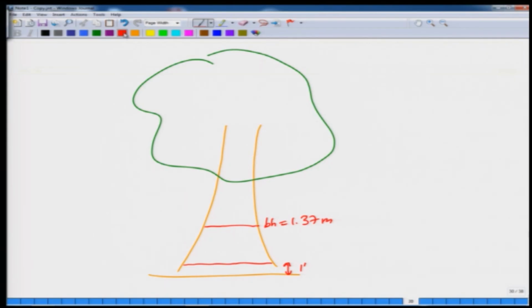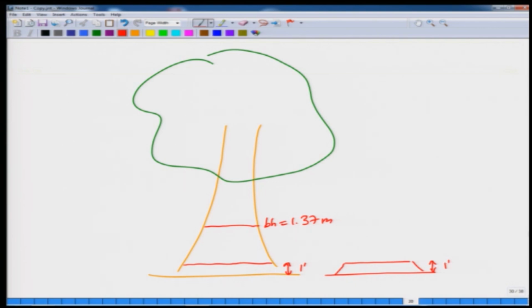And why is this the stump height? Because once you have cut this tree, then you will have a stump that is left on the ground, and the height of the stump is this 1 foot where you cut this tree. So, this is the stump height.